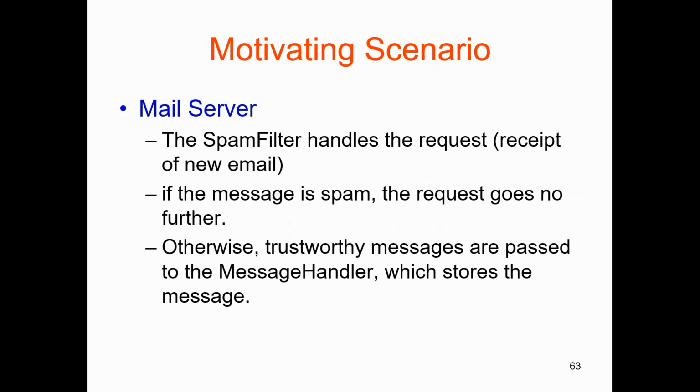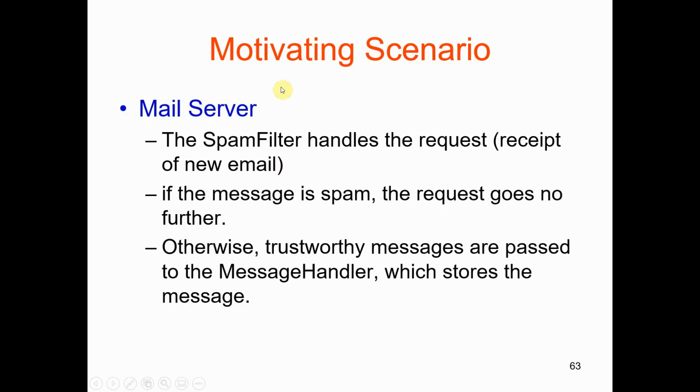Let's look at one concrete example here. Suppose we have the mail server, and the mail server has a filter we call a spam filter. It will handle the request first, and then see if the message is spam, then the request goes no further. Otherwise, if the message is not spam, then the message is passed to the message handler, which will store the message. So from the user's point of view, I just send an email, but in reality, in the mail server, it will go through this chain reaction.